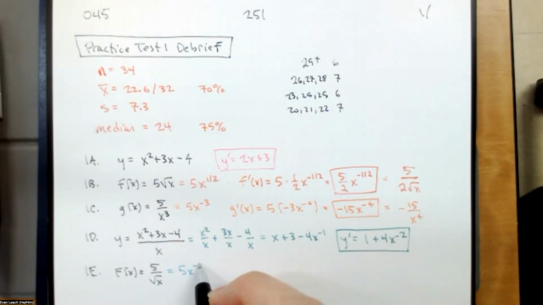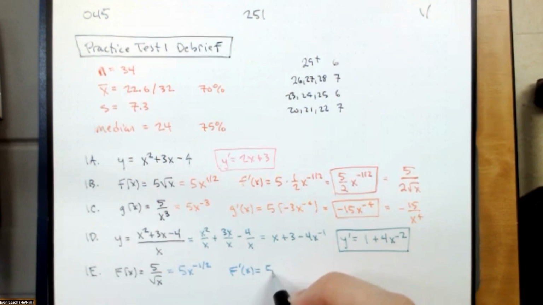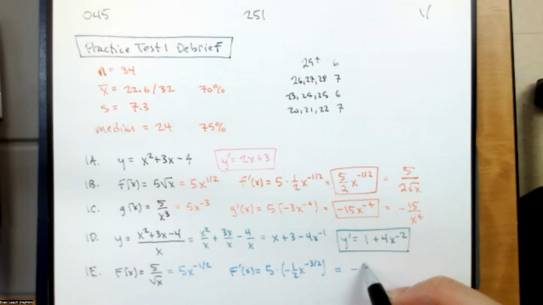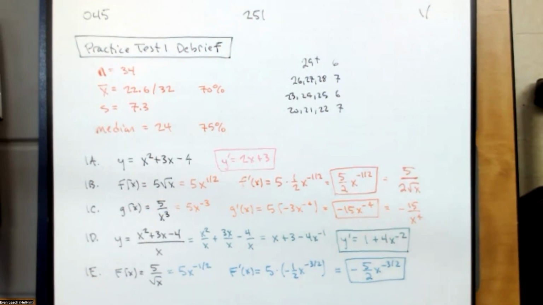Algebraically, rewriting this is 5x to the negative 1/2. So now we can use nx to the n minus 1 for capital F prime. The 5 is just a constant. The derivative of x to the minus 1/2 is a minus 1/2 x to the minus 3/2. Putting our constants together, we could write this as minus 5/2 x to the negative 3/2. And that'll be our first acceptable answer.